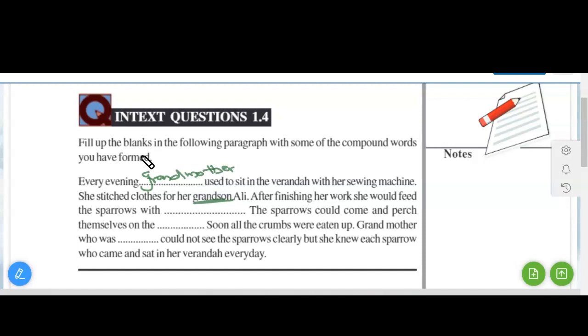After finishing her work, she would feed the sparrows with what? Breadcrumbs. And here it's also mentioned crumbs. The sparrows would come and perch themselves on the letterbox, which is the word used for a place in the previous options. Soon all the crumbs were eaten up. Grandmother, who was blank, could not see the sparrows clearly. That means she has some eye problem. So it may be short-sighted or far-sighted. Short-sighted. She could not see clearly, but she knew each sparrow who came and sat in her veranda. So hints are given in the next line or next sentence, and use the list of words given in the previous exercise.